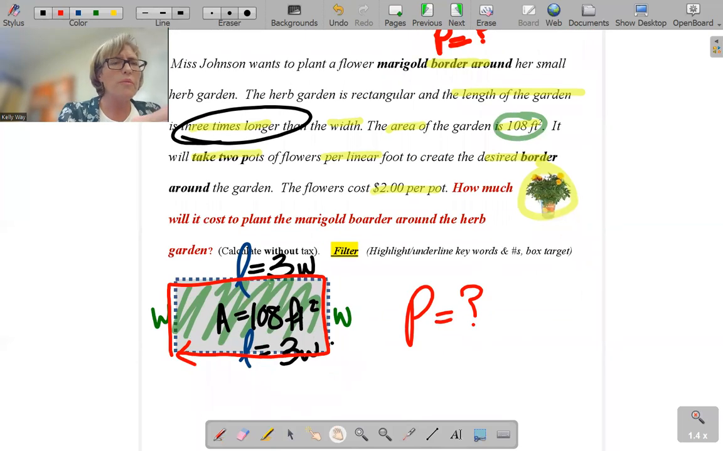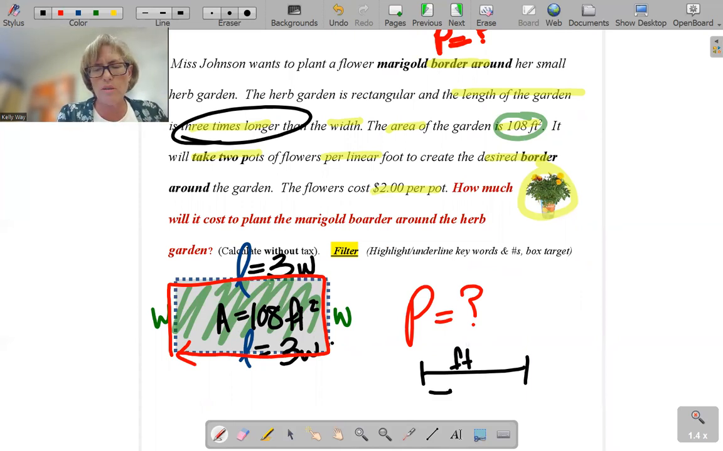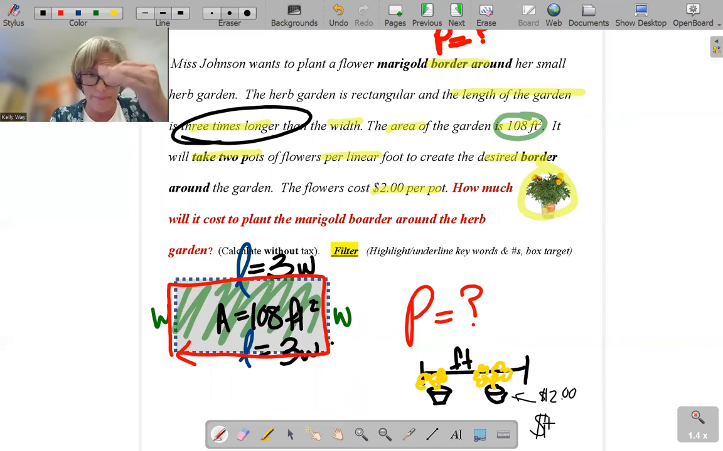What else do we know? For every 1 foot in the perimeter, I'm going to want 2 pots of marigolds to make a border. So flowers. And those are my attempt at flowers. Not an artist like some of you. So for every foot, I want 2 pots of flowers, and each pot costs $2 per pot. So once again, we're coming down to money, just like a lot of stuff in life.